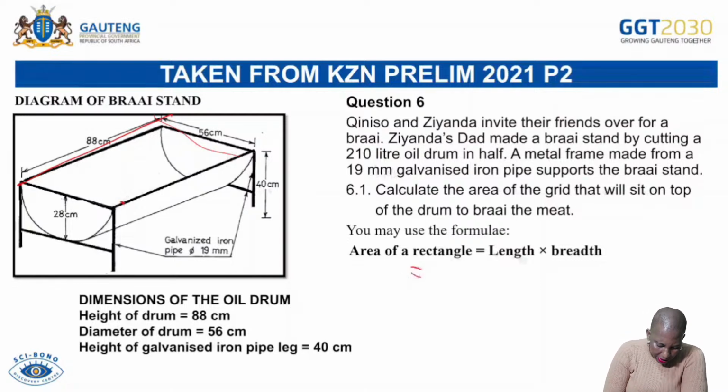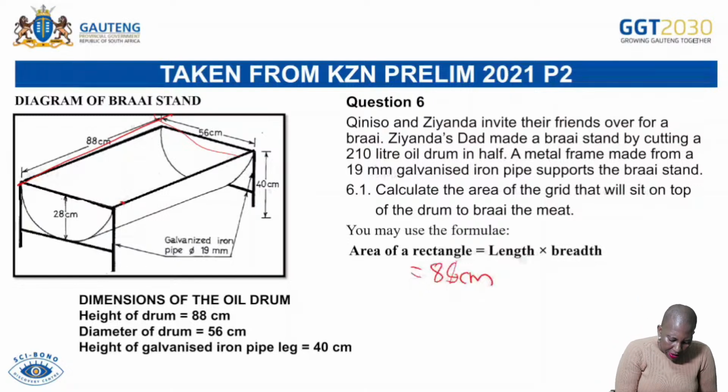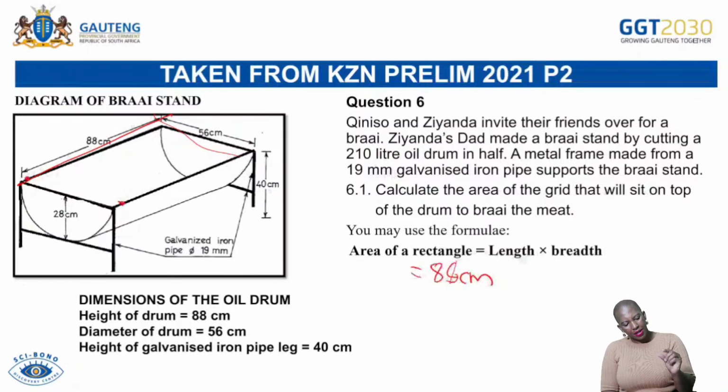And then quickly here, it will be what? 88 centimeters. The length, it will be 88 centimeters. But remember, that is the length of the brass stand, né? The 88 centimeters. And then the sheet that is going to sit there, the grid that will sit on top, it will sit from this part up until this part. And that part, the width of that part, it is what? It is 19 millimeters.